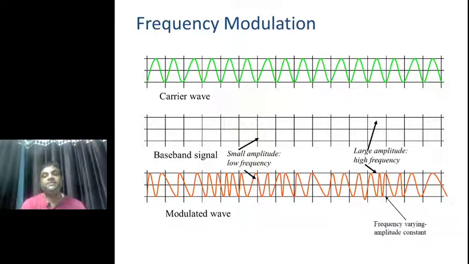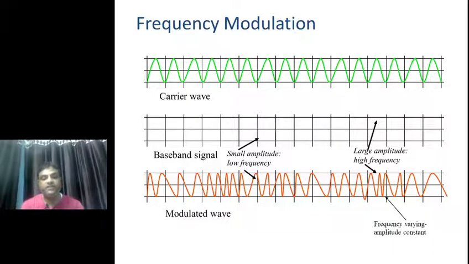Similarly, in the case of frequency modulation, first is the carrier wave, second is the baseband signal, and third is the modulated signal. Again, the baseband signal is nothing but the information signal. Unfortunately, this graph doesn't show the baseband signal. If you see the frequency modulated wave, in some portion the wave is compressed, and in some portion the wave is expanded.